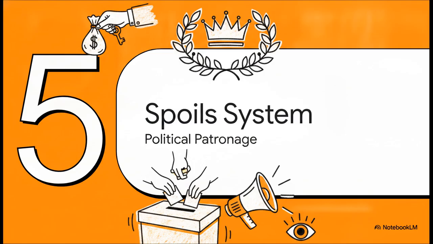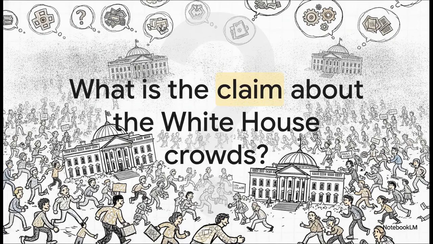On to our final historical example, section 5, case study, spoils system. Think about a cartoon filled with totally chaotic imagery, massive crowds swarming the government, looking for jobs. What is the claim about all creation going to the White House? Decode that chaos in your mind for a second. Spoiler alert, it's definitely not meant to be a compliment.